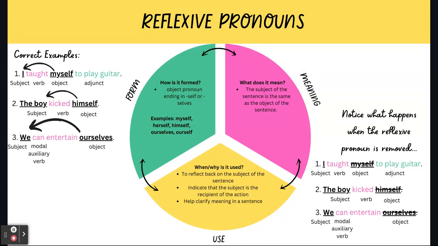That's a test you can use to tell if it's a reflexive pronoun. If you take it out of the sentence and you can still get the meaning from it, then it's not a reflexive pronoun. If you remove the reflexive pronoun and you no longer understand the meaning behind the sentence, then it is a reflexive pronoun.